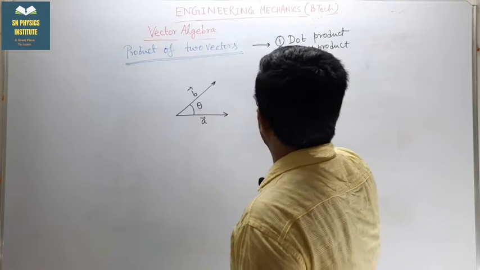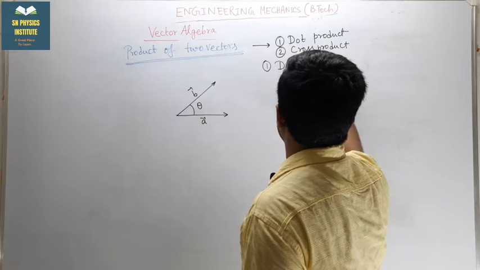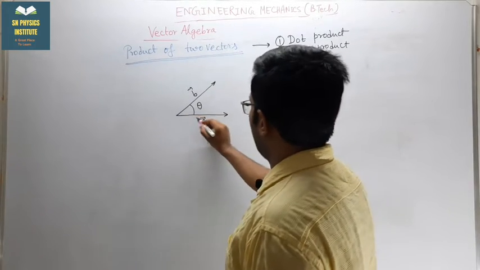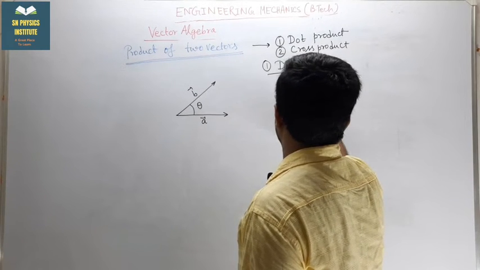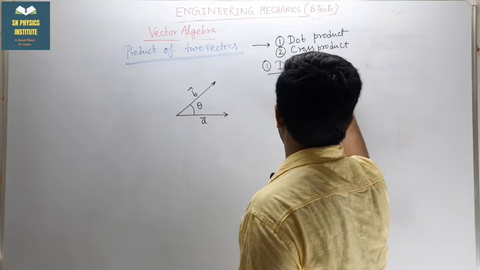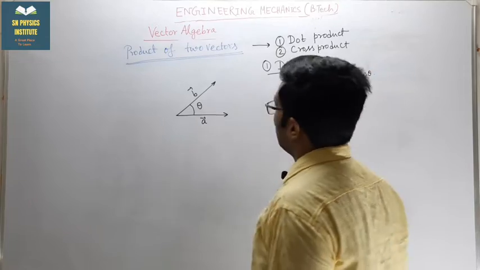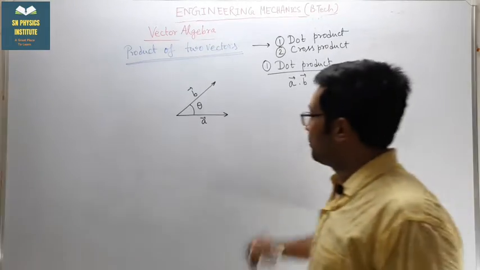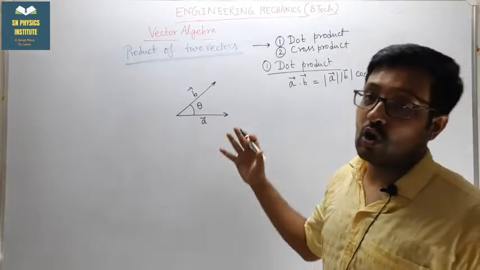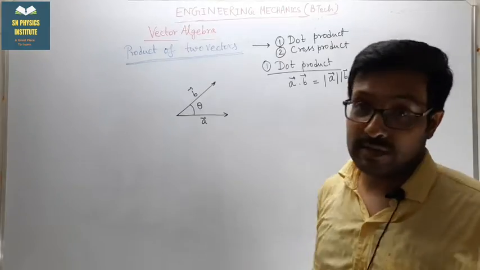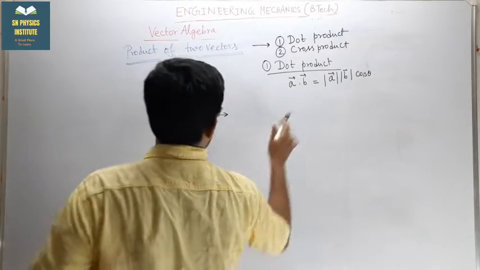At first I am discussing the dot product. So what is the dot product? See, A and B. The dot product formula is A dot B equals the magnitude of A vector into the magnitude of B vector into cosine theta. This is from your class 11 syllabus also. I am not going into the details because the application of the dot product and cross product is in your syllabus, with many numerical problems. So here I am just giving a brief idea.